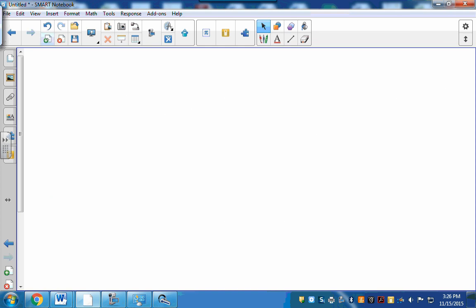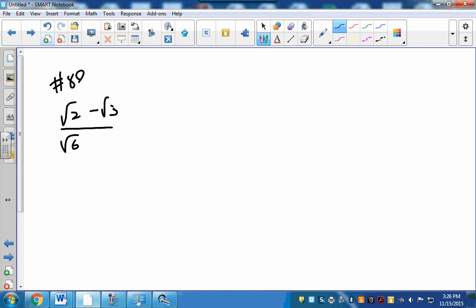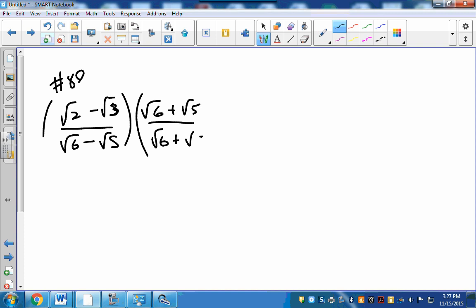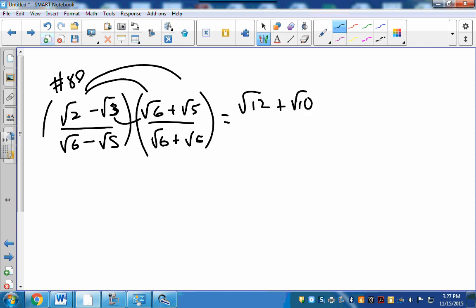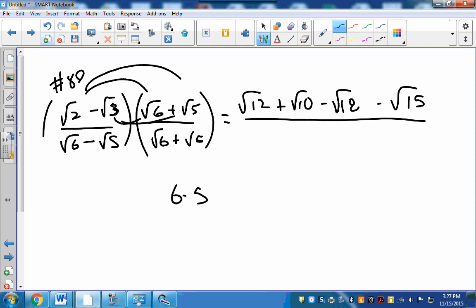Okay, 85, 89. Number 89, we've got root 2 minus root 3 over root 6 minus root 5. Use the conjugate on the bottom, root 6 plus root 5. Root 6 plus root 5 up top, foiling. Root 12 plus root 10 minus root 18 minus root 15. None of that combines. That's just a mess. But out on the bottom, we have 6 minus 5, which is just 1.